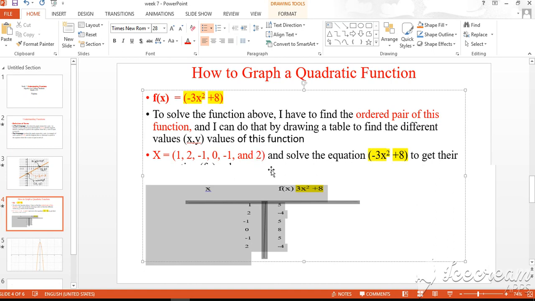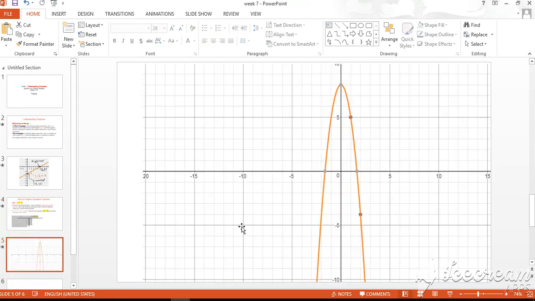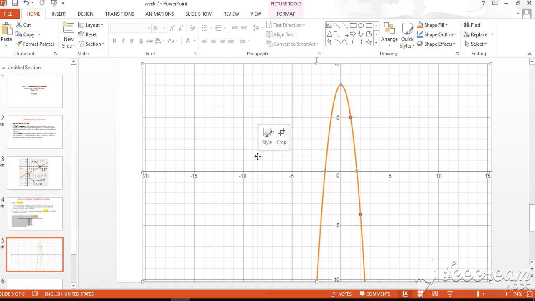Now, f(x) equals minus 3x squared plus 8, and for 1, 2, minus 1, 0, minus 1, and 2, we have 5, minus 4, 5, 8, 5, and minus 4. Using the ordered pairs above, I can then graph my quadratic function, which takes the form of a downward sloping parabola, to solve my quadratic equation.